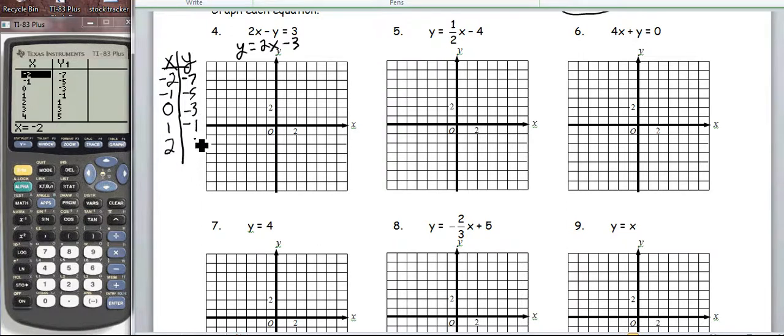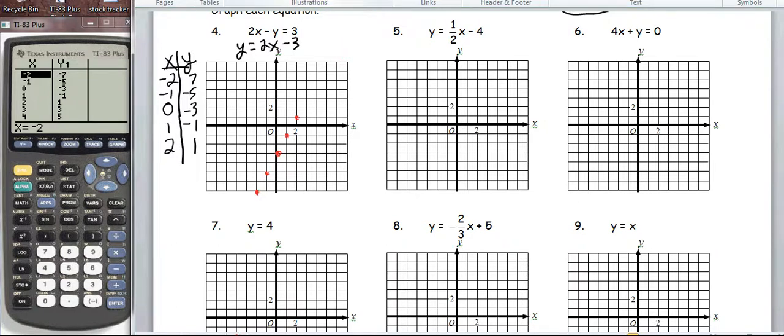then it's 1. So now I can plot these points, let's see, 2, 1, 1, negative 1, 0, negative 3, negative 1, negative 5, and negative 2, negative 7.